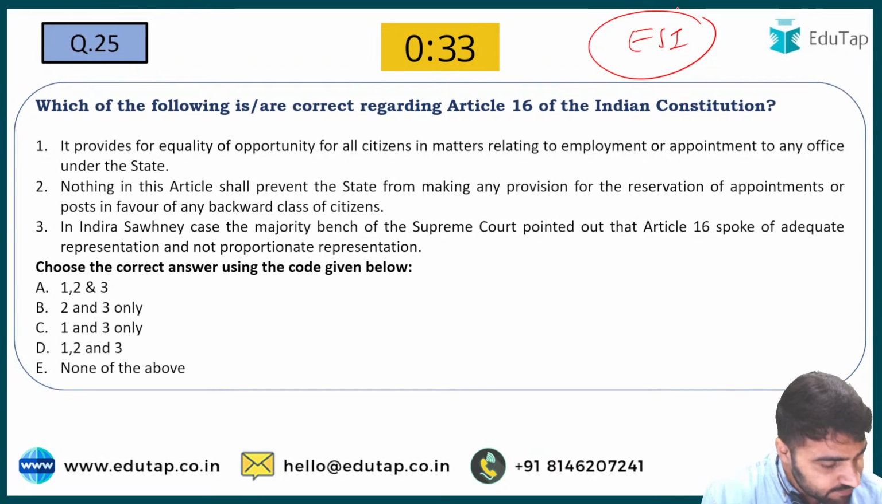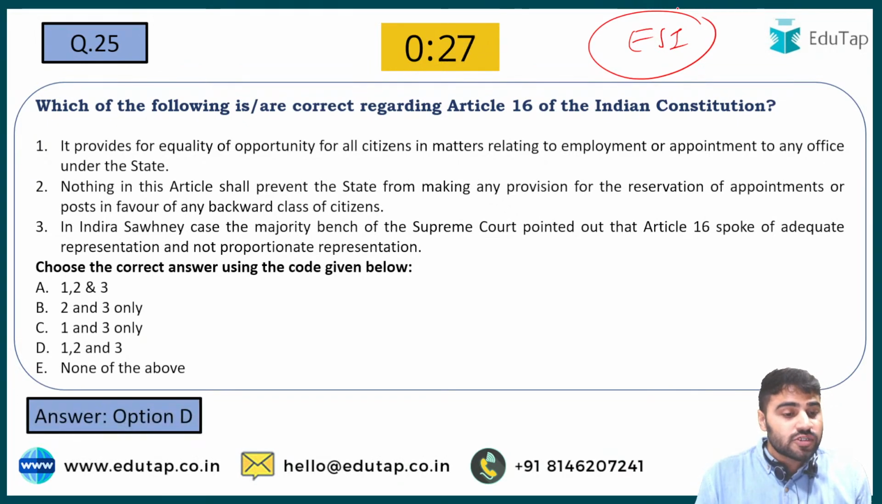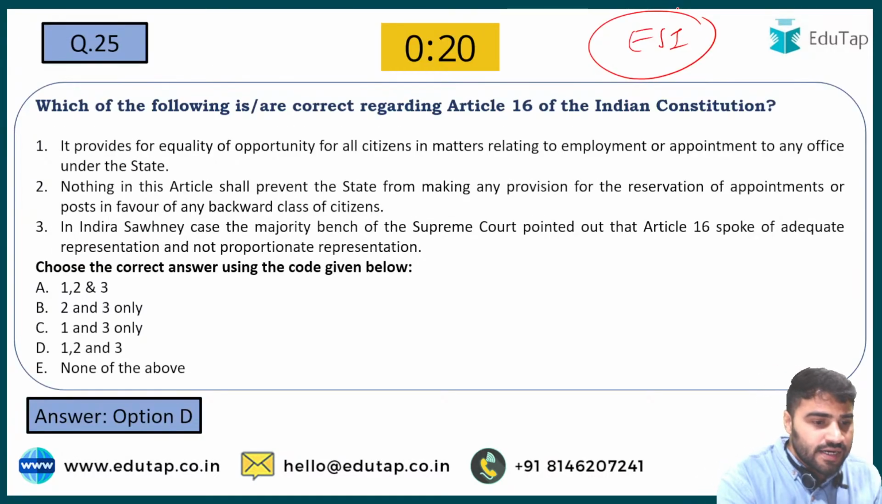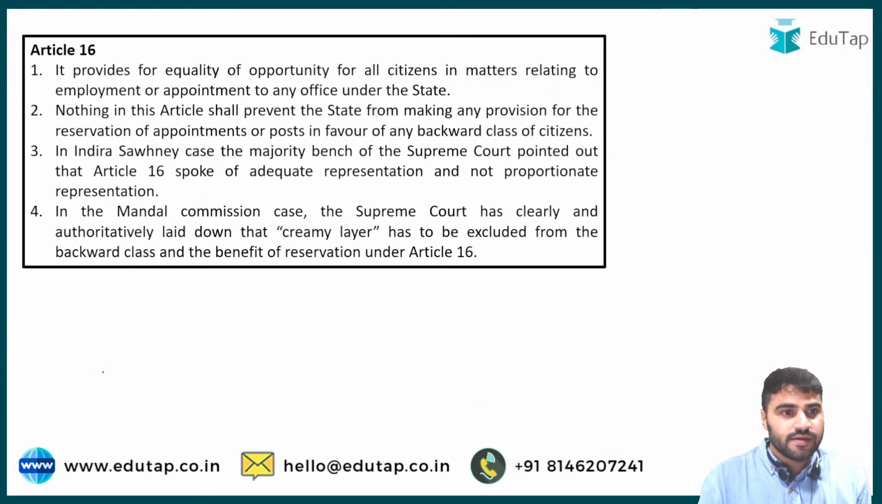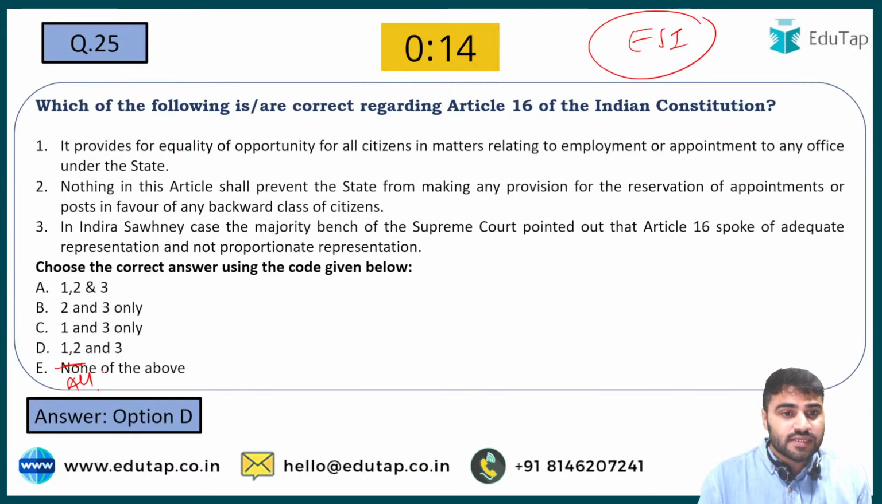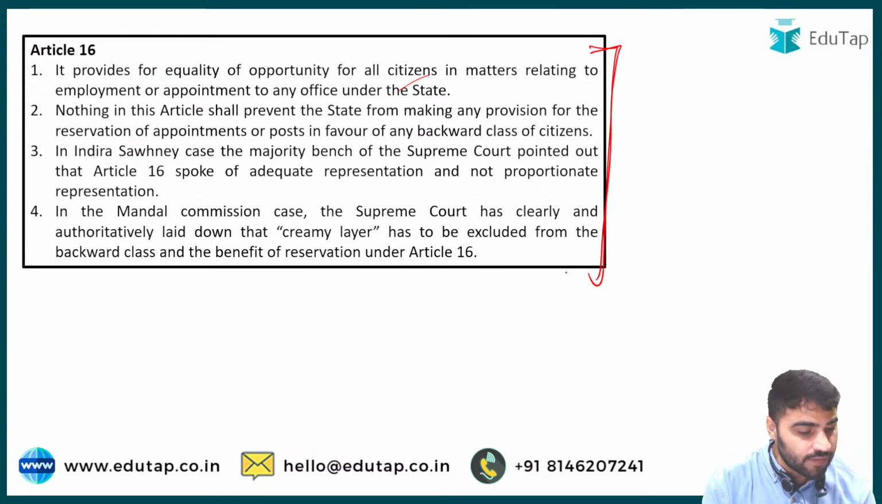So 25th, we have A, B, C, D. Okay, so we have all the options. The right answer for this question is option number D, that is none of the above, right? Sorry, here it is all of the above, not none of the above, right? So now you can read here. It provides for the equality of opportunity for all citizens in matters relating to employment or appointment to any office under the state. So here all statements are correct, right? So basically the answer is all of the above and not none of the above. So option number E is wrong. Here you have to change this, and this is all of the above.